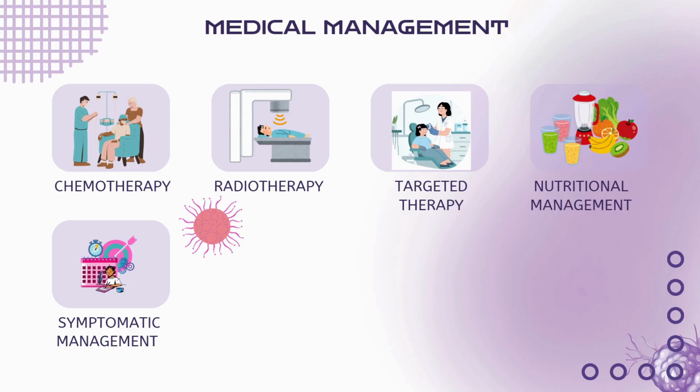The first one is 5-fluorouracil. It inhibits the DNA synthesis of the cell. Then oxaliplatin. It causes cross-linking of DNA and causes apoptosis. Leucovorin enhances the effectiveness of 5-fluorouracil.